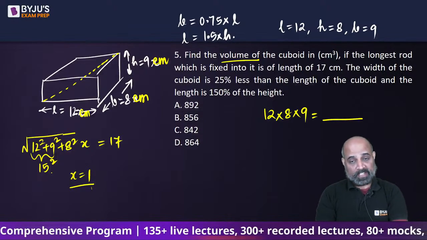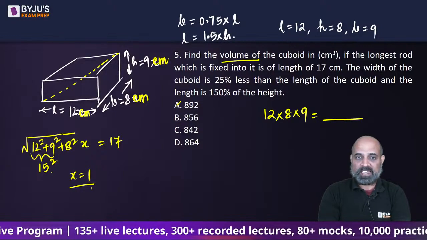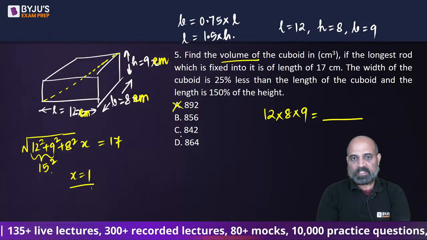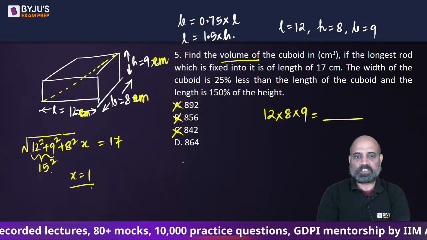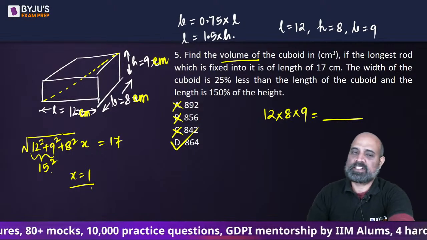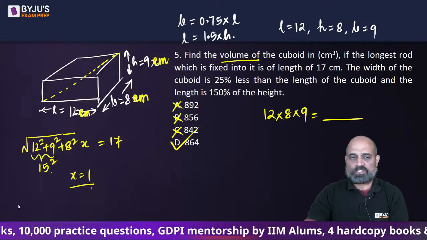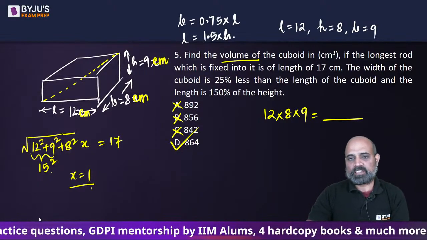which means my answer should be in the table of 9 first of all. So option A is not in the table of 9. Option B is not in the table of 9. Option C is not in the table of 9. Only option D is in the table of 9, right? None of the other 3 values are in the table of 9.